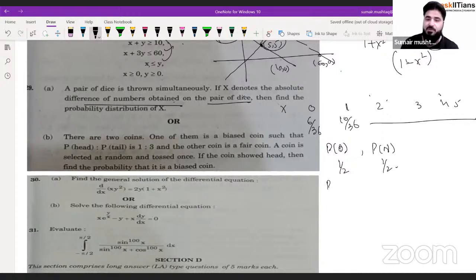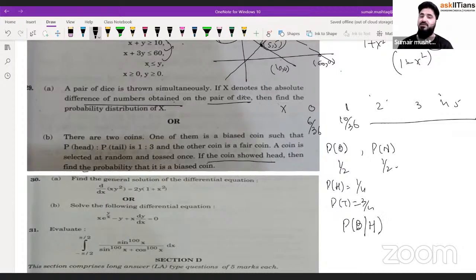Now, what is the probability of heads? If it is a biased coin, simply you can say 1 by 4, and the probability of tails will then be 3 by 4, because two coins are there to be thrown. You can check it. Now, what is given? The coin shows head. Show that the probability that it is from the biased coin. That means you need to find the probability of the biased coin, provided it was a head.